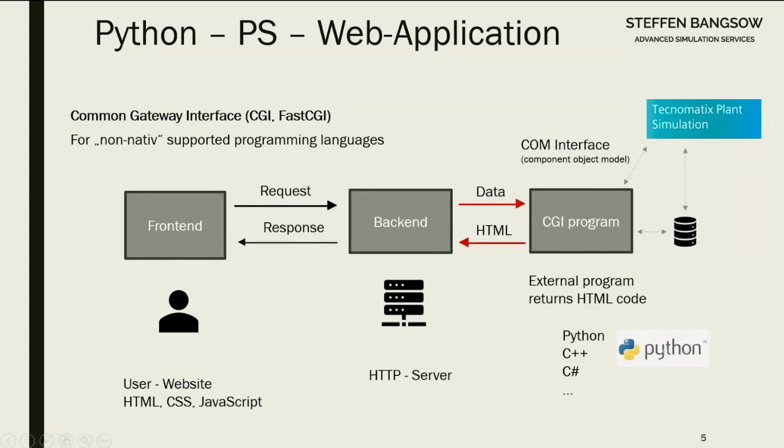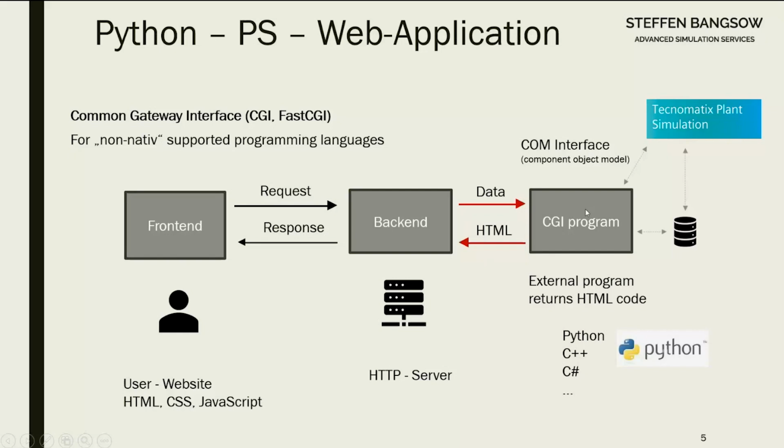There's one step more. We have a front end as a web page. Then the request goes to an HTTP server. And then this HTTP server hands over the data to a CGI program. This is an external program, and this external program returns HTML code. And Python runs on most of the HTTP servers as a CGI script. And these CGI scripts can also be written in C++ or C#.